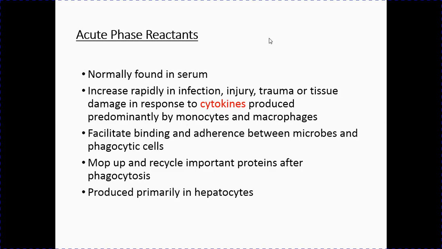Some of the functions include facilitating binding and adherence between microbes and phagocytic cells. Remember, we talked about how acute phase reactants enhance the phagocytic process. Some of them actually do mop up and recycle some important proteins and chemicals within the host after phagocytosis. Some are transporters. There are many, many different roles of acute phase reactants that we're going to talk about. And they're primarily produced in hepatocytes or liver cells.